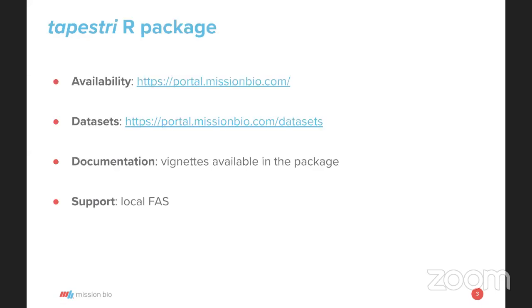To get started, you can download the package at portal.missionbio.com. We'll go there in a bit, and we would need some data sets to get started. This is at this link, portal.missionbio.com/datasets. And there's a bunch of vignettes and documentation available inside the package for the functions and methods that are used. And for any further support, you could contact your local affairs.